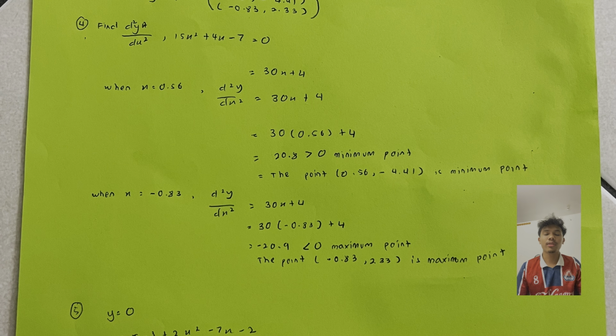13x plus 4, you enter the negative 0.83 into the solution and you will get negative 20.9. Negative 20.9 is less than 0. That will be your maximum points. The points that will make a maximum point are negative 0.8 and 2.33.